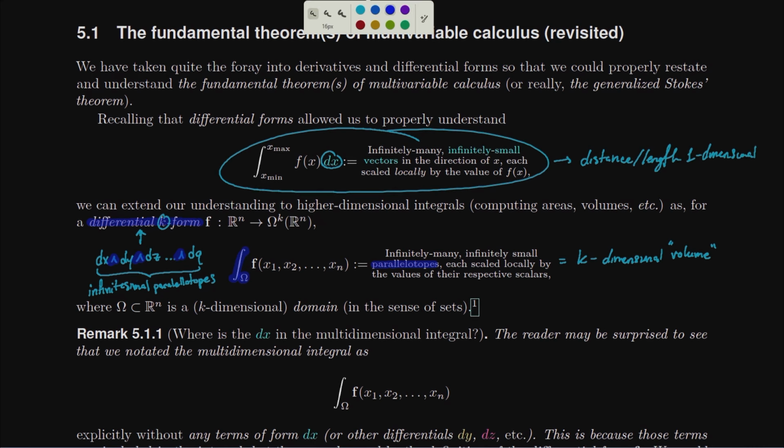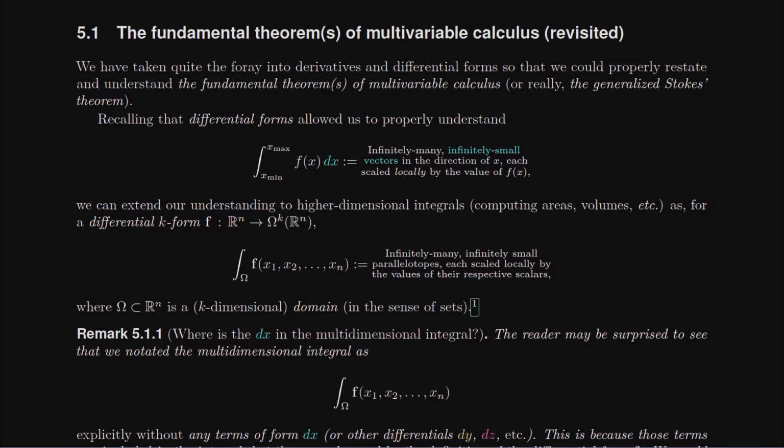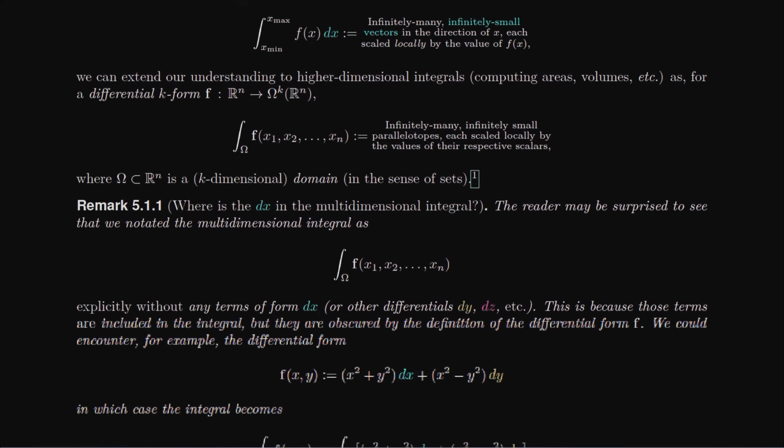But in higher dimensions, if we're working with a k-form, we'll pick up this k-dimensional volume as the output. And it's just because we're thinking about adding infinitely many of these infinitely small parallelotopes together. And of course, we saw in differential forms, each of those parallelotopes can be scaled independently by some scalar field.